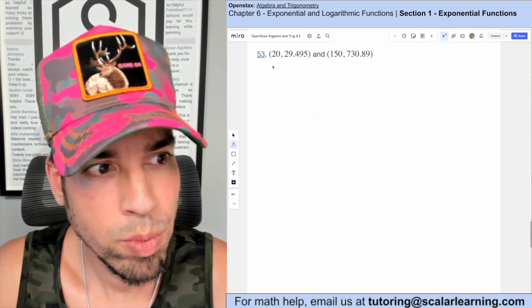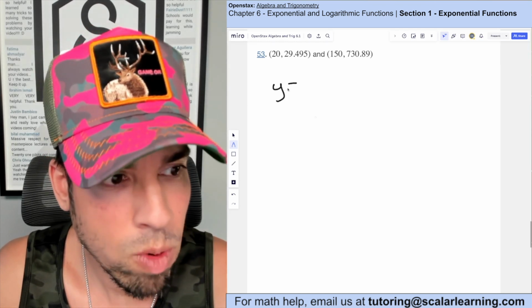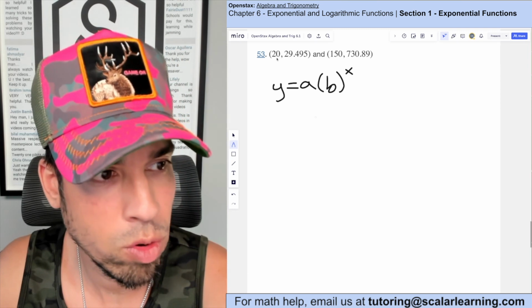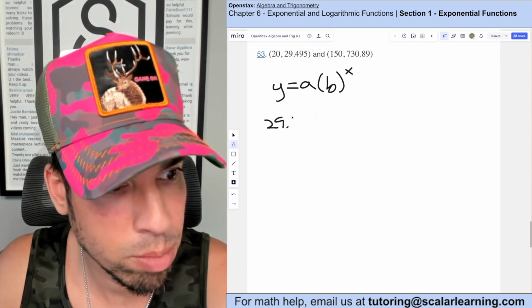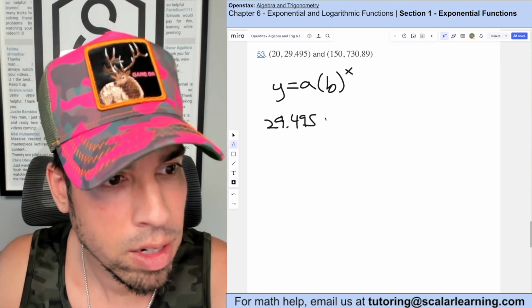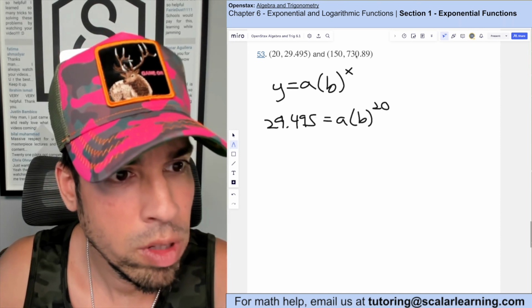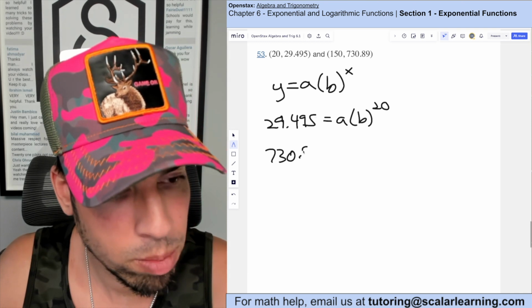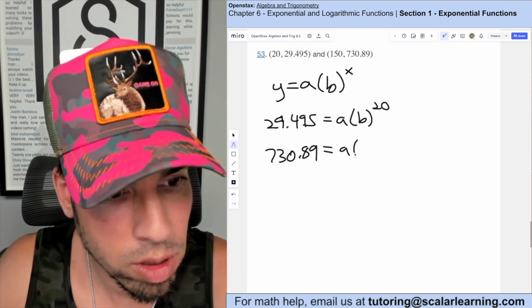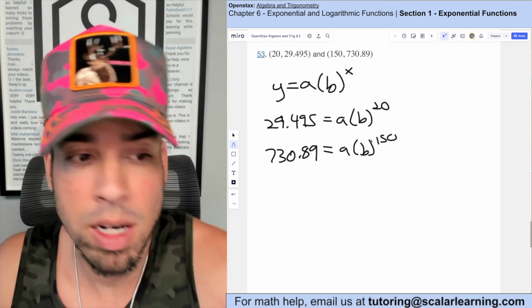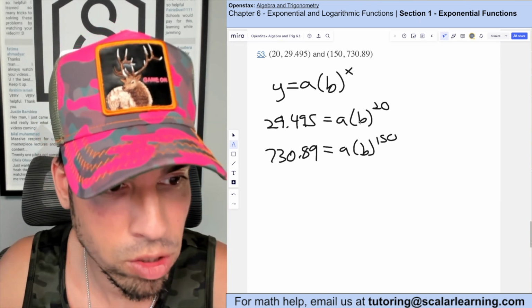Done. So for this one, we're going to start with our basic format of y equals a times b to the x, and I got two different coordinates. So I know that when y is 29.495, I know that x is 20. And I also know that when y is 730.89, I know that x is 150. So now we have two equations. Now we can substitute and solve for these two values.